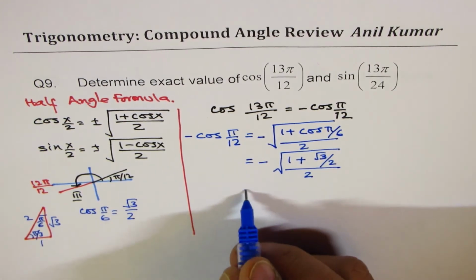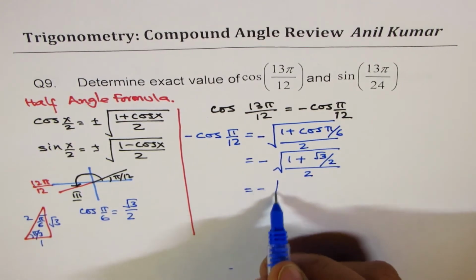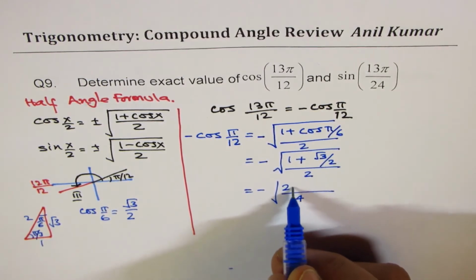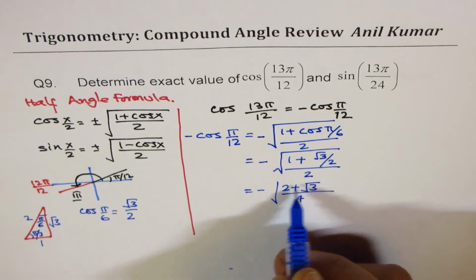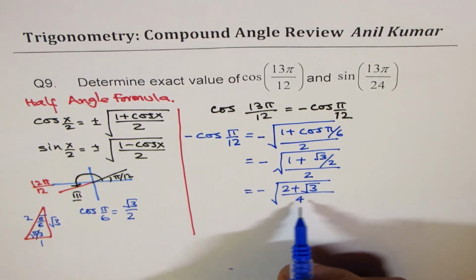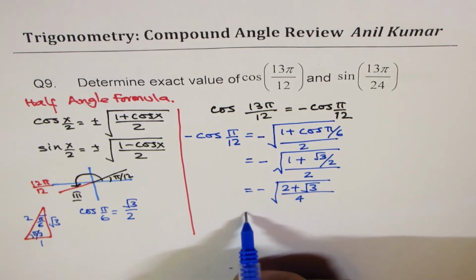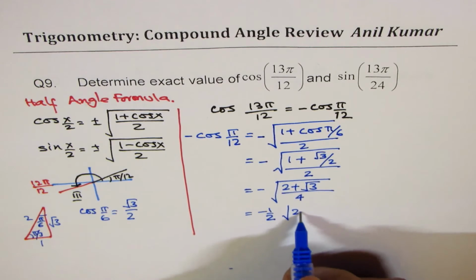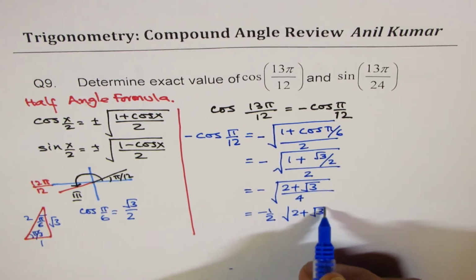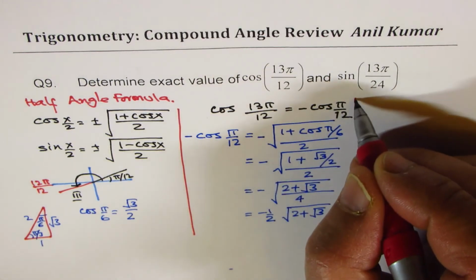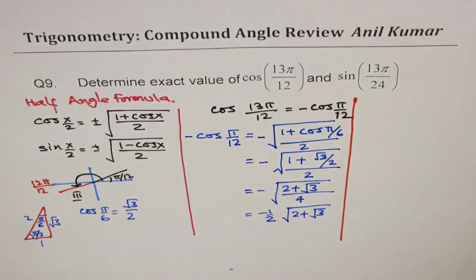Now that gives us the value of minus. That 2 comes in the denominator giving us 4, and we get 2 plus square root 3. Correct? And that becomes the answer. 2 can be written outside, so we have minus half square root of 2 plus square root 3. So that is the value for cos 13 pi by 12. Is that clear?